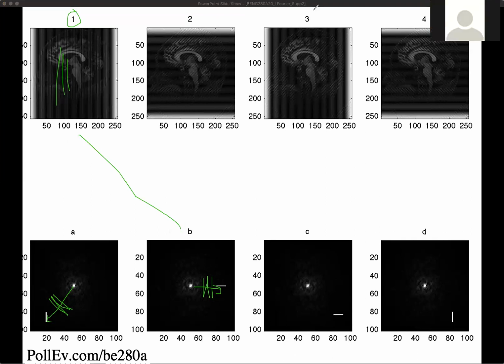Three. Yeah, 3's got vertical. So if you had to guess, which of A, B, C, or D looks similar to B? B's got a line this way. So which of A, C, and D has a similar looking line like that in K-space? C. Yeah, so this would most likely go with this.